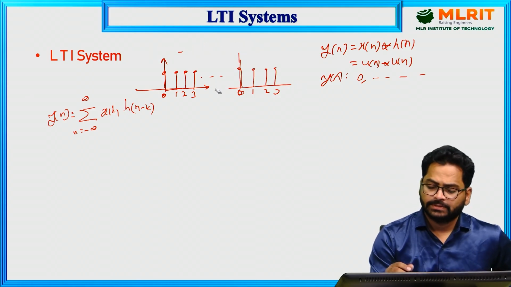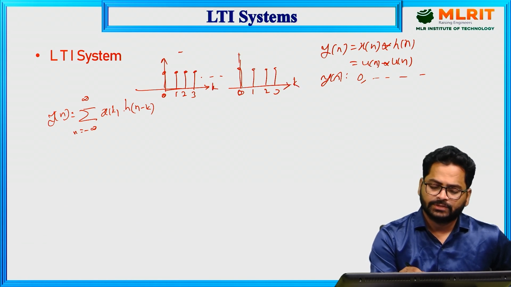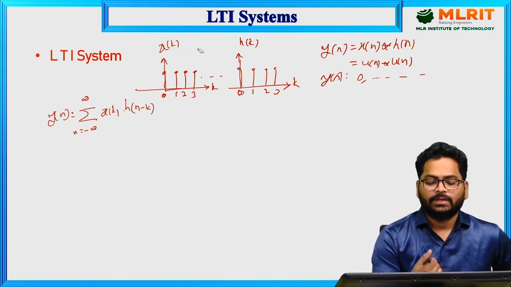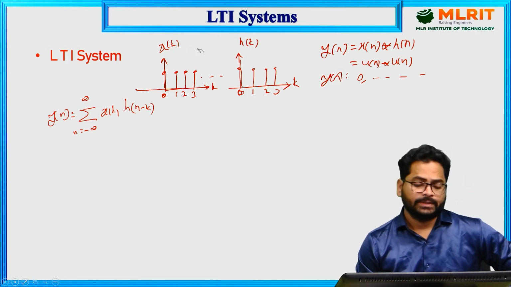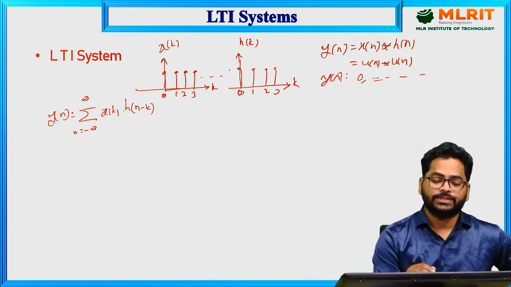Instead of taking x of n, I am now taking k. So this is a change of k values. This is h of k and this is x of k, h of k and x of k. Now step 1 is completed and step 2 is also completed. This is the changing of axis done.